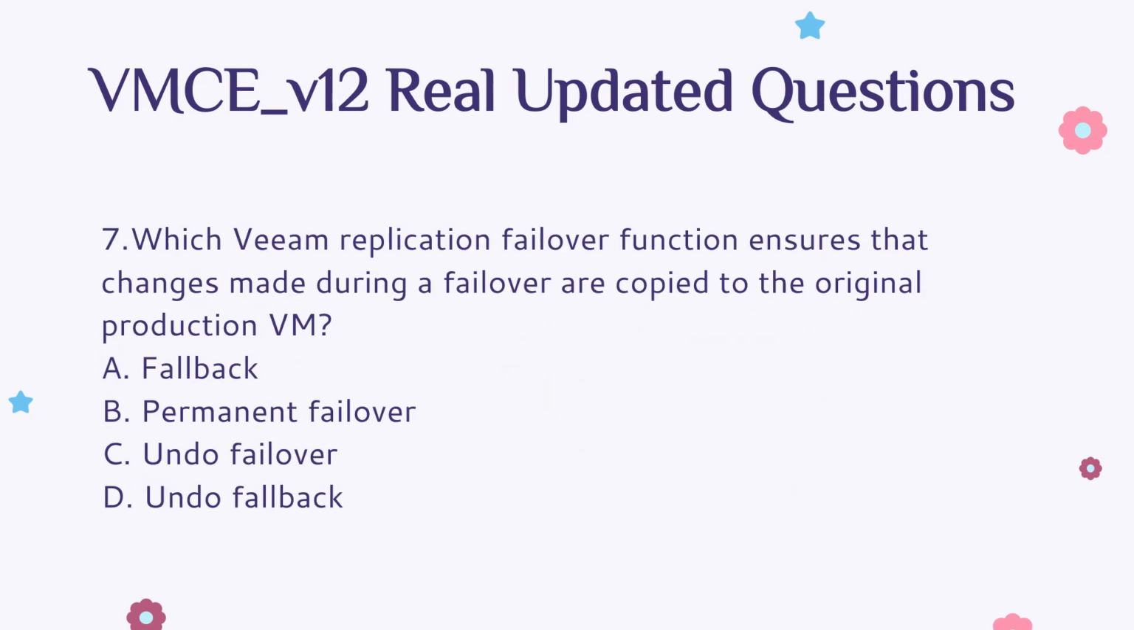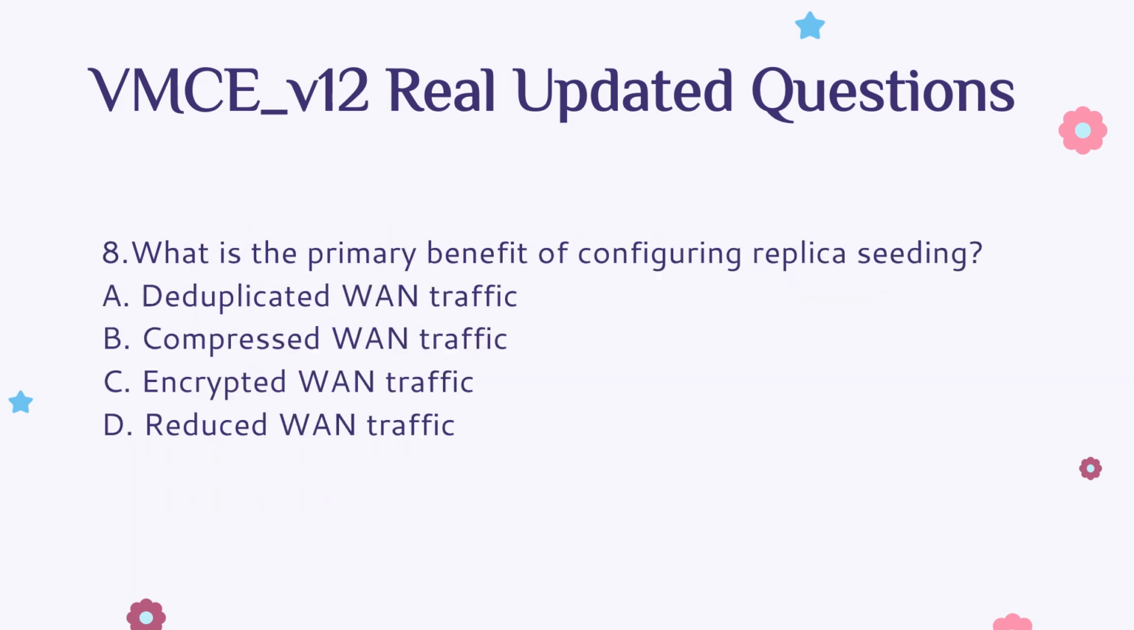7. Which Veeam replication failover function ensures that changes made during a failover are copied to the original production VM? A. Fallback. B. Permanent failover. C. Undo failover. D. Undo fallback. 8. What is the primary benefit of configuring replica seeding? A. Deduplicated WAN traffic. B. Compressed WAN traffic. C. Encrypted WAN traffic. D. Reduced WAN traffic.